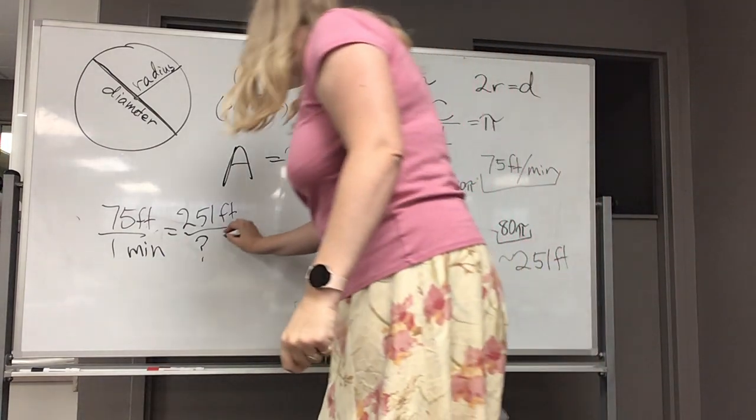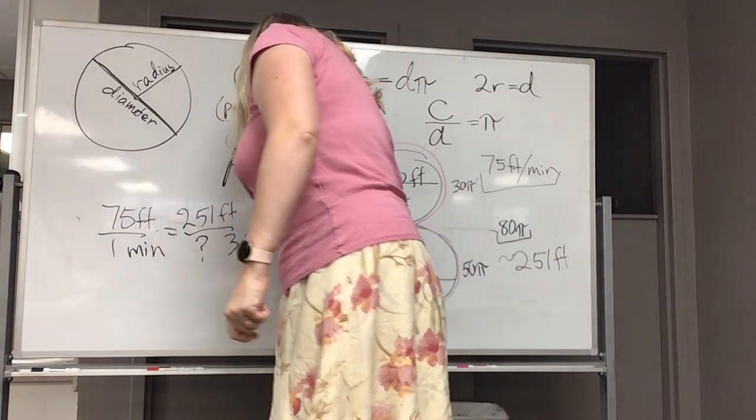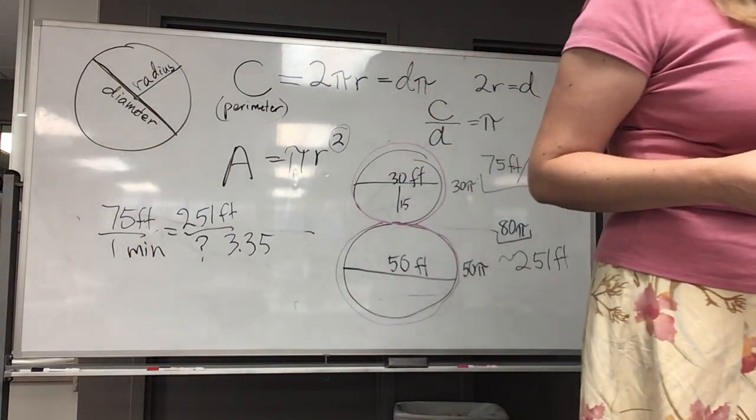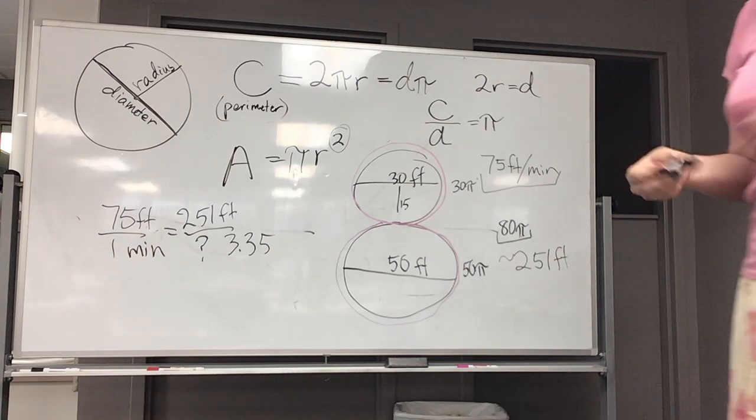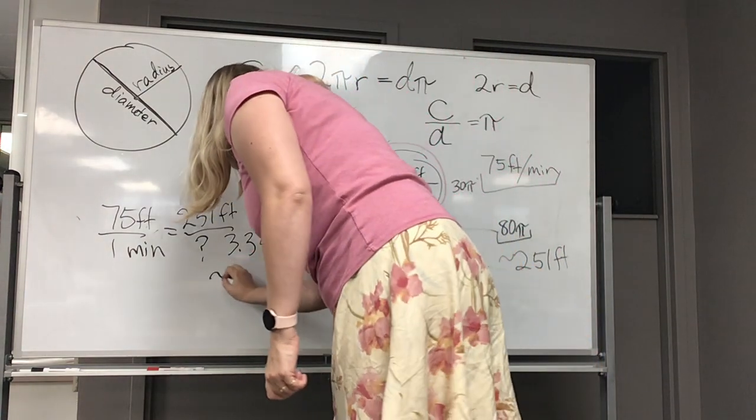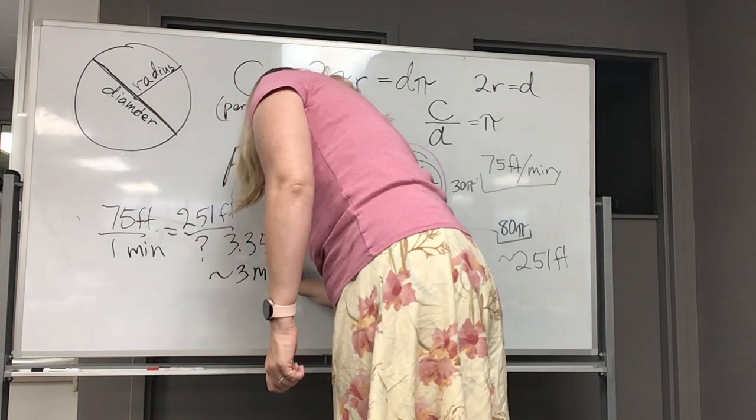3.35 minutes. So 3.35, and again, they asked us to round to the nearest minute. So what's our nearest minute? 3. Just 3. And so our answer would be about 3 minutes.